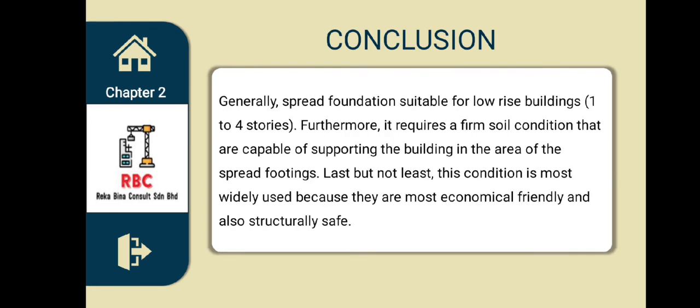Generally, spread foundation is suitable for low-rise buildings of 1 to 4 stories. Furthermore, it requires a firm soil condition that is capable of supporting the building in the area of the spread footing. Last but not least, this type is most widely used because it is economical, friendly, and also structurally safe.